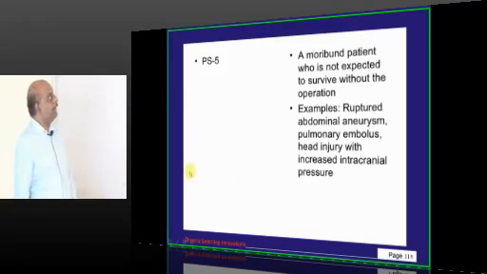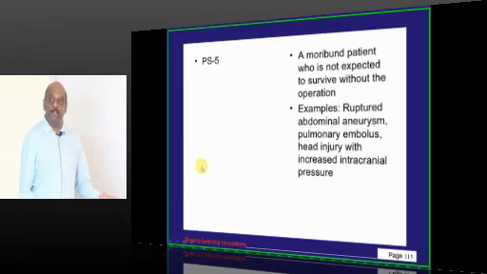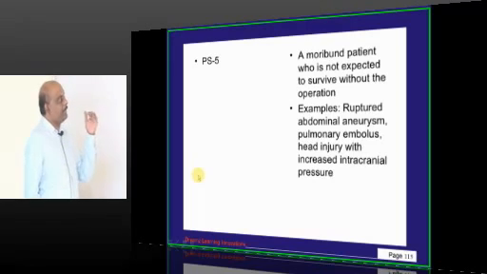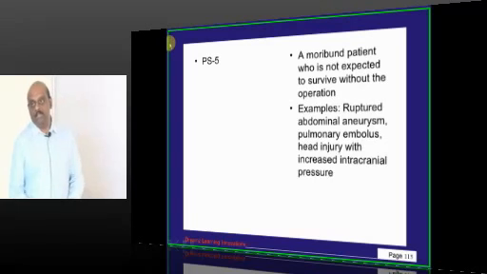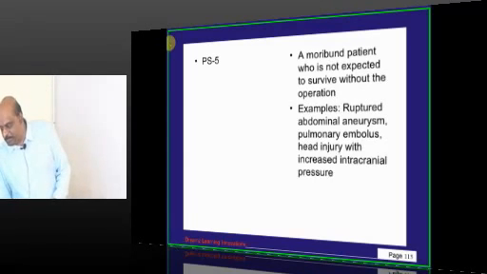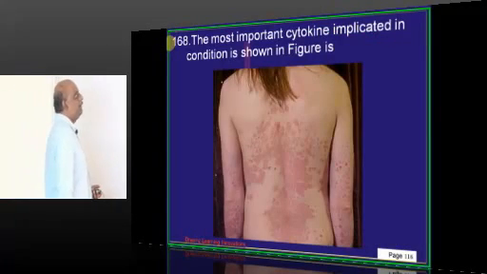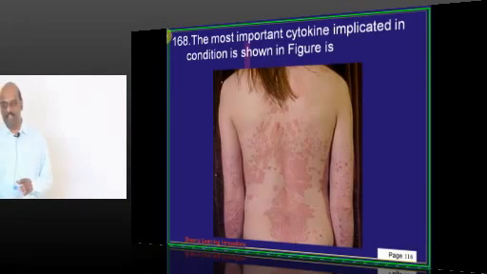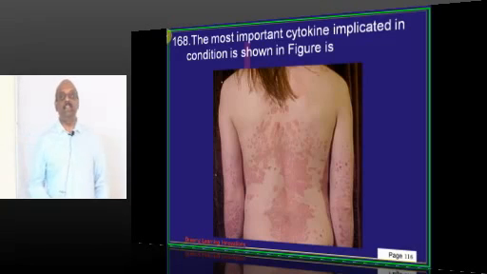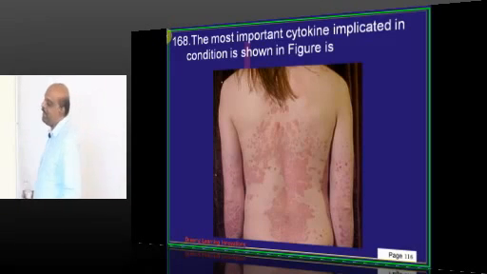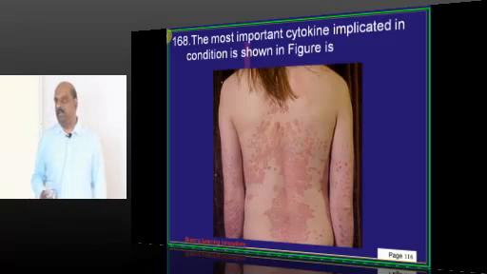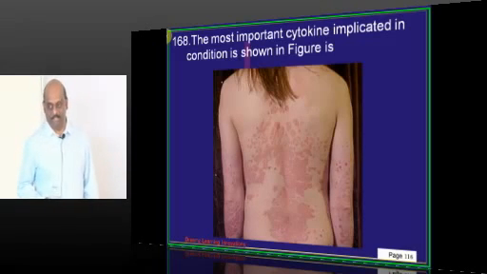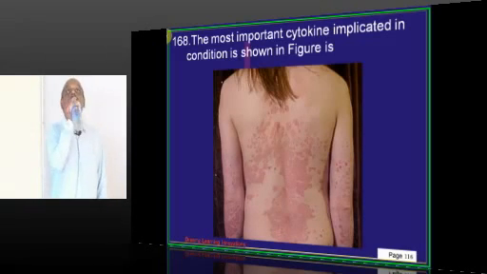Then PS5 is the one who is not expected to survive without the surgery, like increased intracranial pressure or ruptured abdominal aortic aneurysm. That's the reason he is put under ASA PS5, is what you need to basically remember. Some of you are going to become the finest anesthesiologists. What is the job of an anesthesiologist? Pre-anesthetic checkup and stratification of the patient based on his comorbid complications. That's very important.